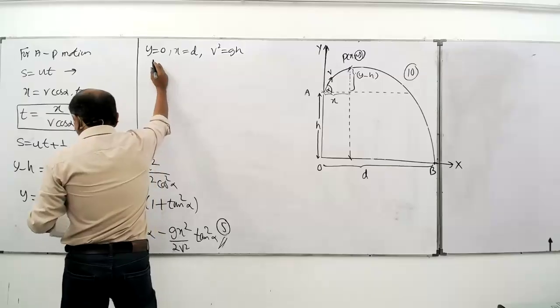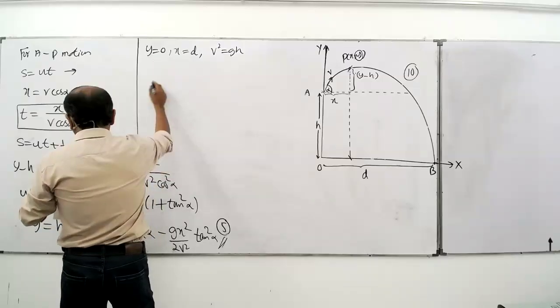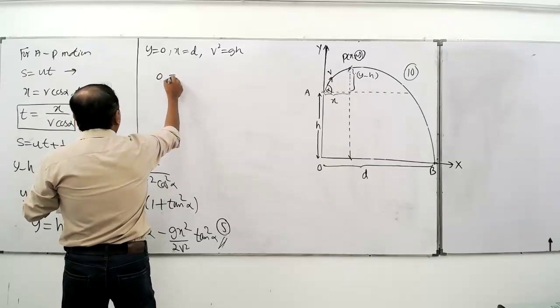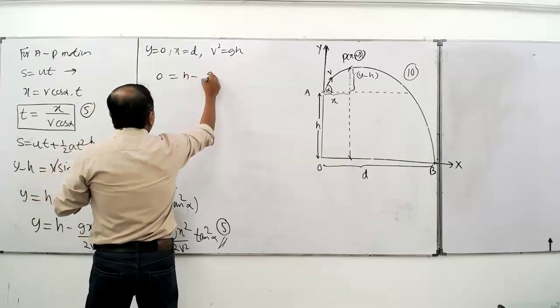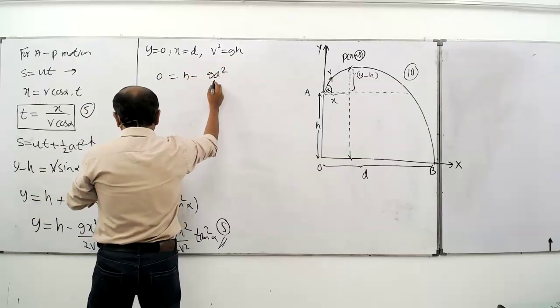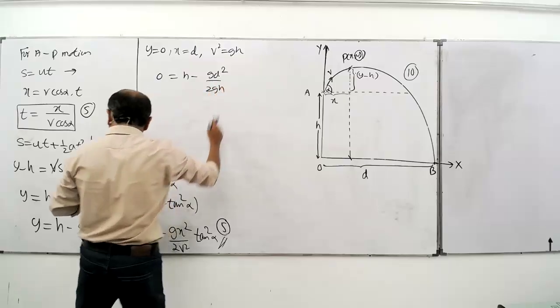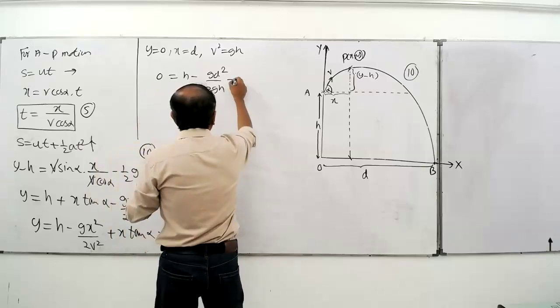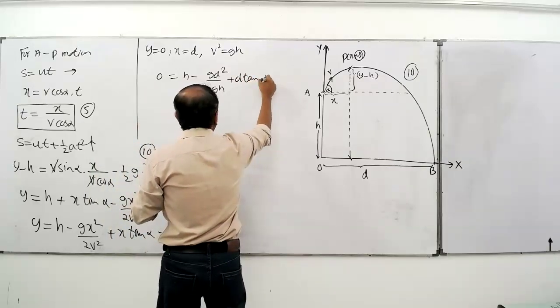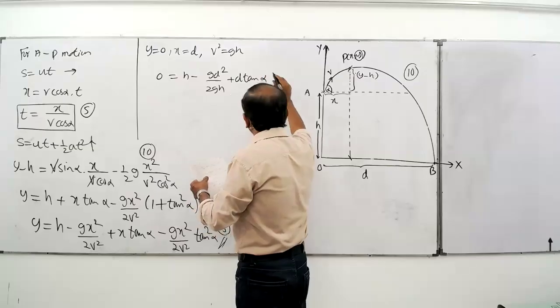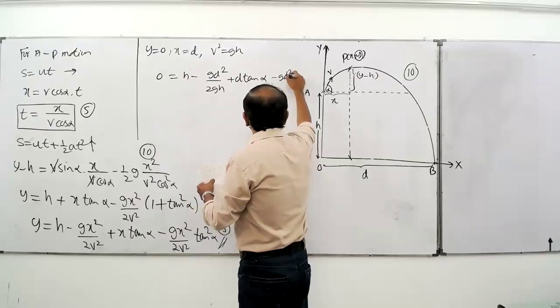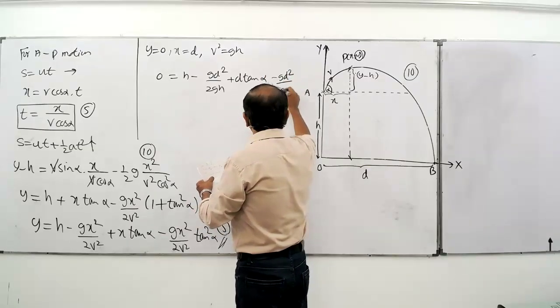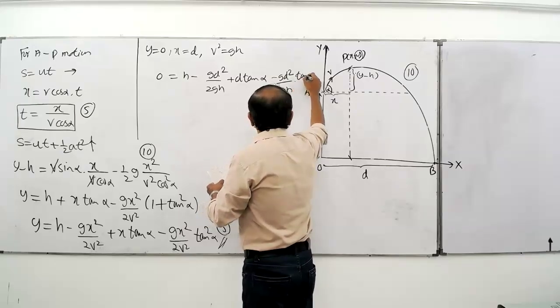Right. 0 equals h minus gd squared over 2 gh, right? Or substitute for xd, right? So this is substitution. Therefore, I'm not going to explain much. This thing we have to substitute. We get gd squared over 2gh tan squared alpha.